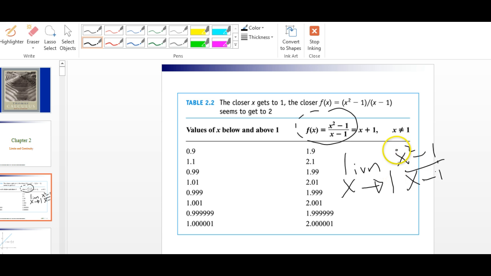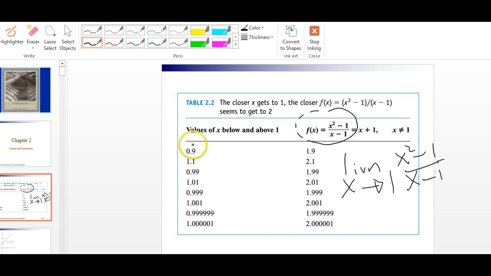We want to check what happens to this function when you put values for x which are close to 1. Now remember, it's only close to 1. You cannot really put x equals 1. Why? Because if you put x equals 1, you get 1 minus 1, which is 0, and 0 in the denominator is not allowed. So we want to find values which are close to 1.